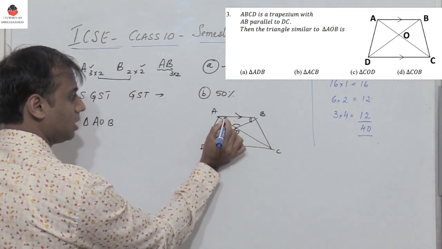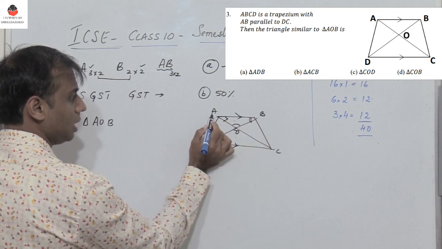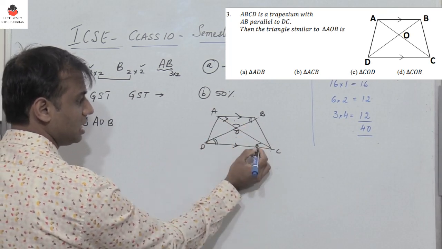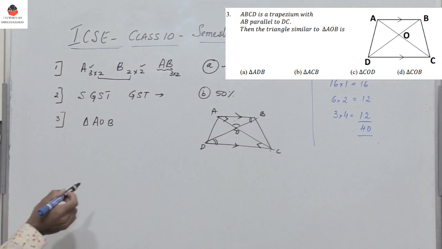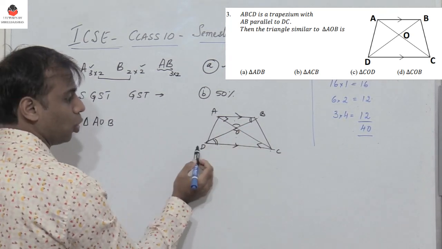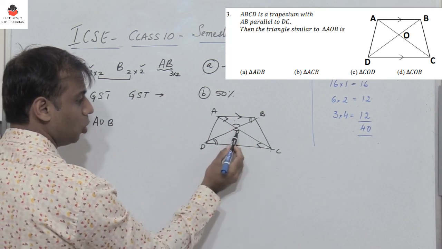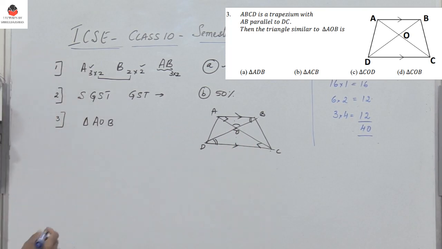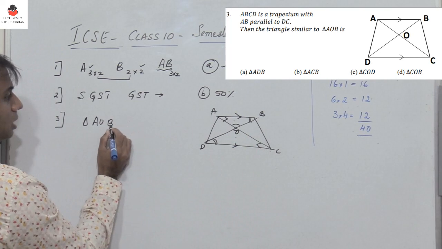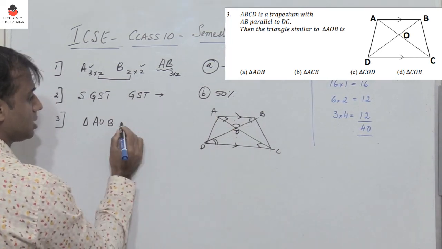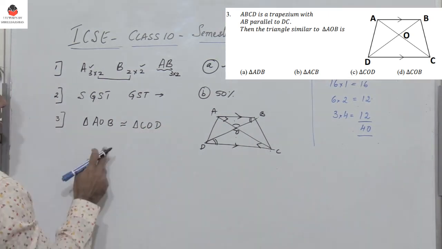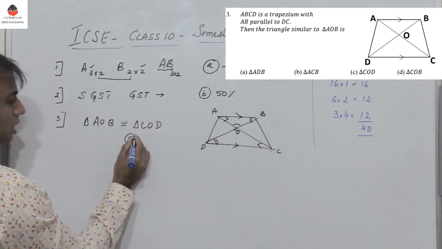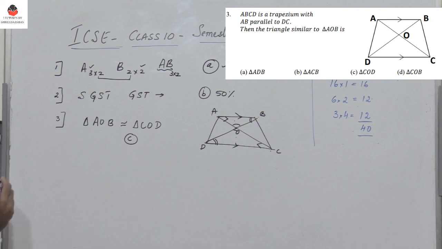Now similarly, angle BAC is equal to angle ACD. So all the 3 angles of triangle ABO and triangle OCD are equal, right? So therefore, the triangle AOB is definitely similar to triangle COD. So we find that the right option is option C, a very easy question.